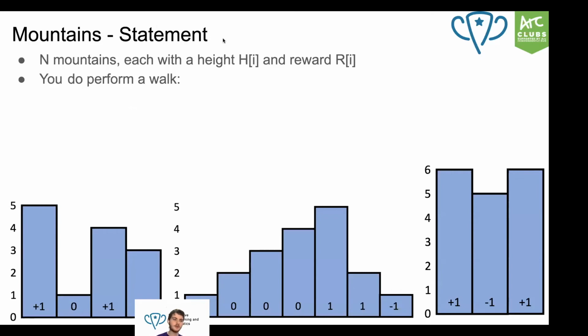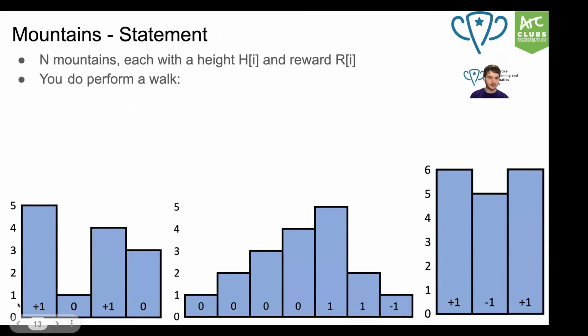So we've got the diagram from the sample case over here, where we have a mountain of height 5, of height 1, of height 4, and of height 3, with reward 1, 0, 1, 0 respectively. We have some more mountains and some more mountains. So the height is kind of anything from like 1 to 1 million, I think it was. And the reward will be -1, 0, or 1.